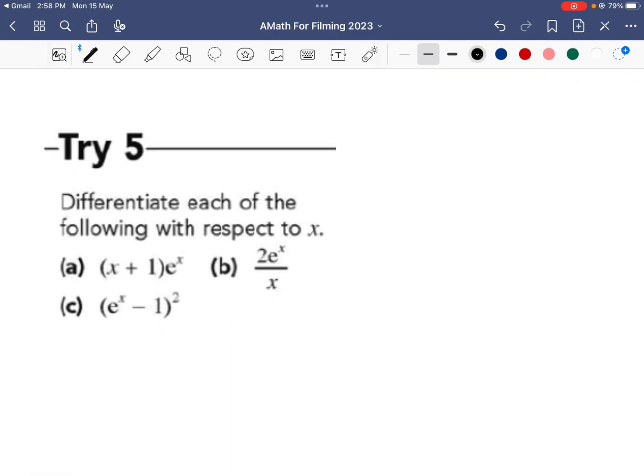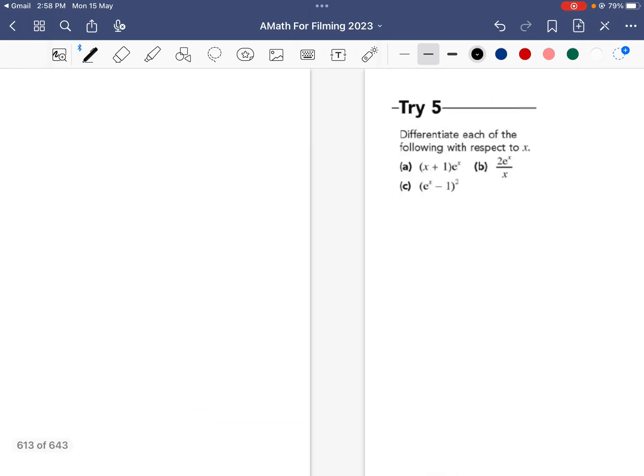Now, do pause the video and try 5. And once you're done, you can unpause the video and we'll carry on in 3, 2, 1.